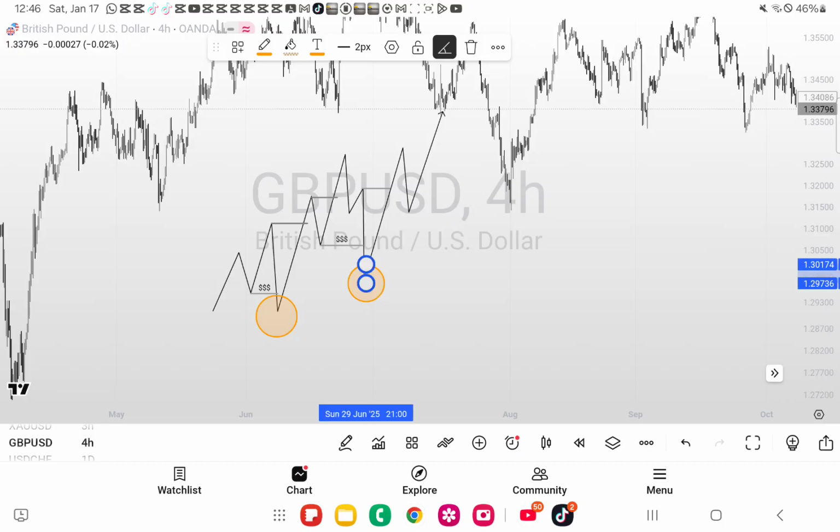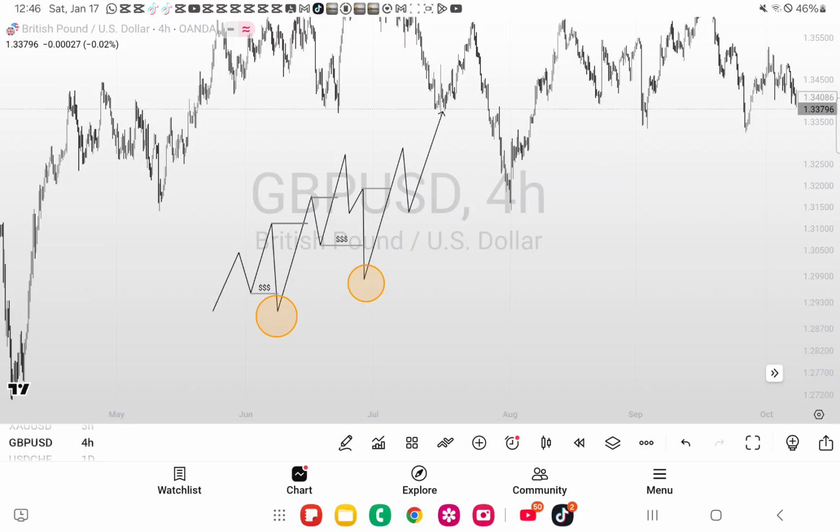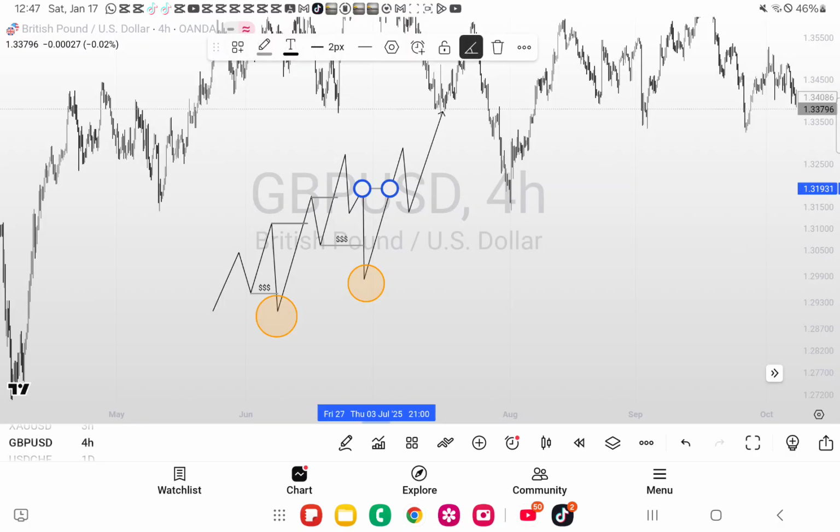And we have another break to the upside. So this is a strong low, and this is a break of structure to the upside. Price will continue to move to the upside, and as it continues to move like this, it will create multiple strong lows. Later on, price will reverse and start giving you a market structure shift.